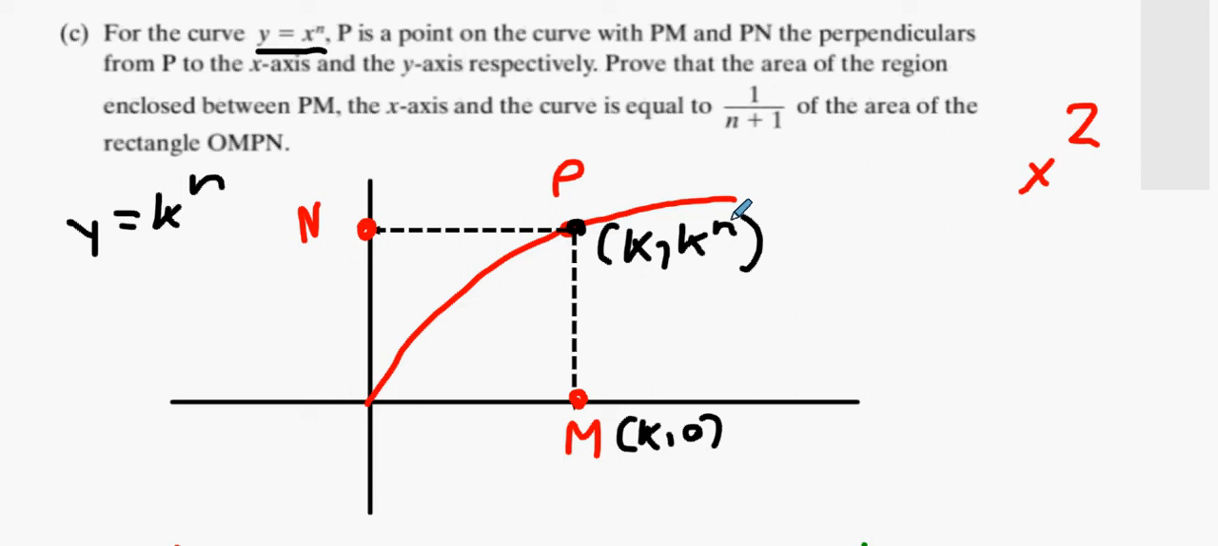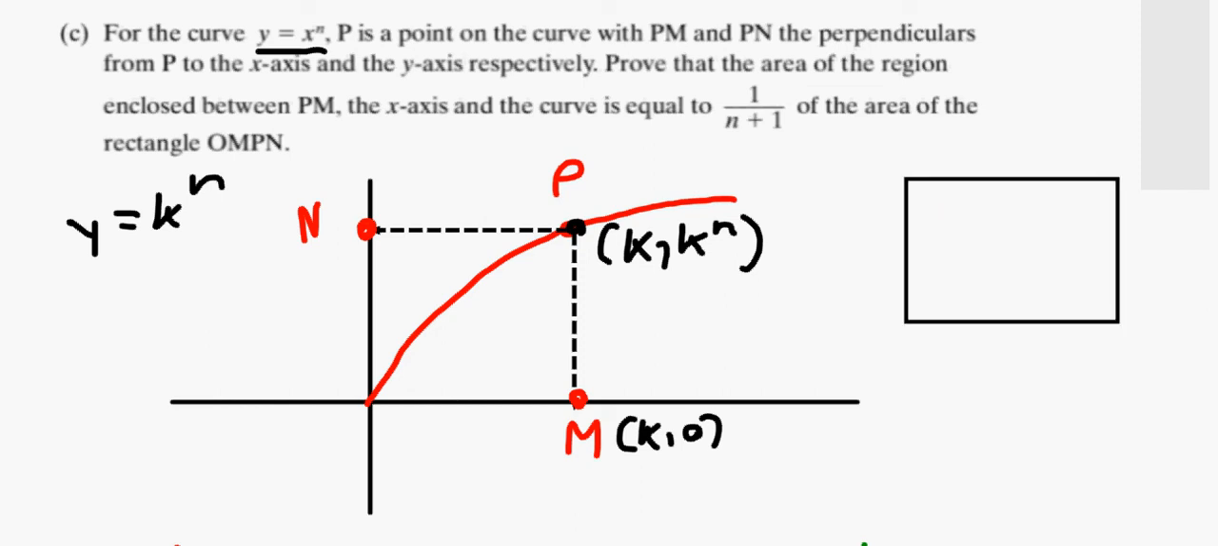Okay. Prove the area of the region enclosed between PM, the x-axis, and the curve is equal to 1 over n plus 1 times the area of the rectangle. Okay. First thing we're going to do is find out the area of that rectangle. What's the area of the rectangle, Gaffigan? How far is it from here to here? K for this one. It was X in the other ones. How high is it, Gaffigan? In this case, it's K to the power of n. So that's 0, K to the power of n.